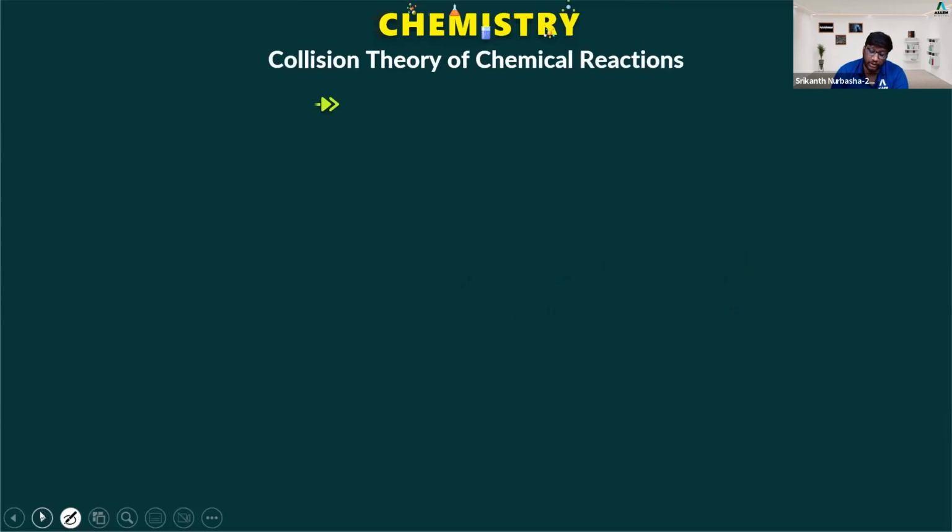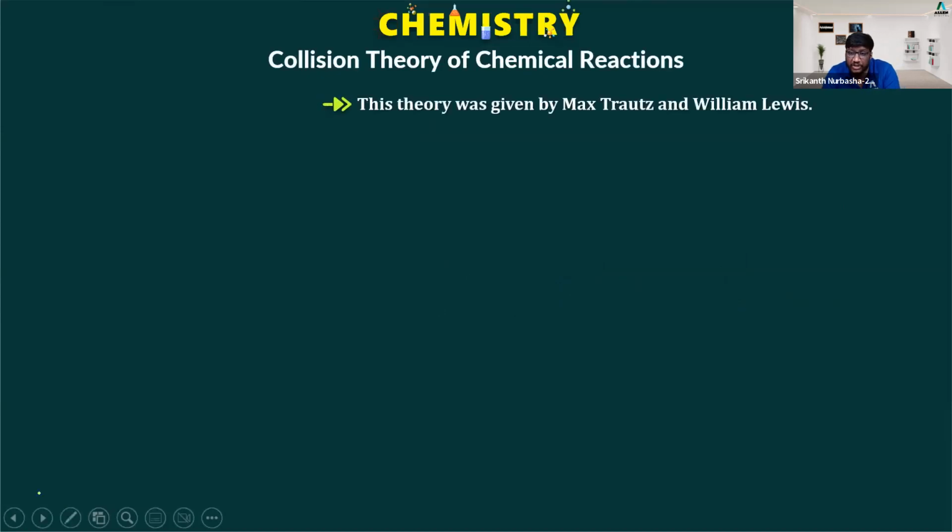So these are the different orders. Then we will be going with the next theory, known as the collision theory of chemical reactions. So how to understand this collision theory?